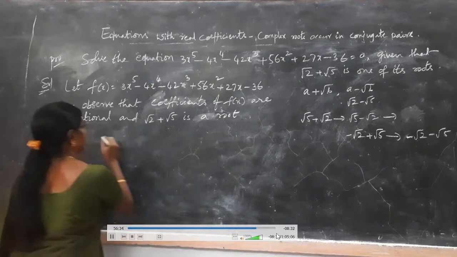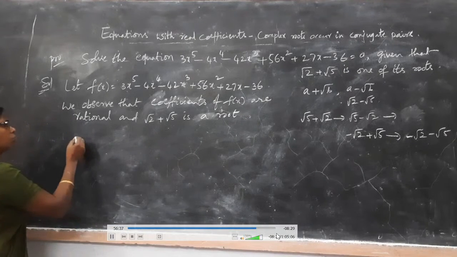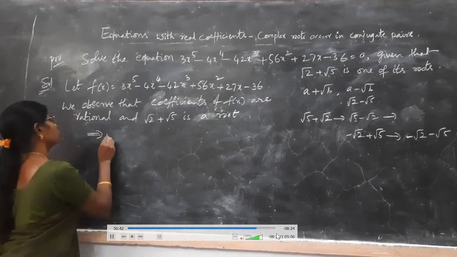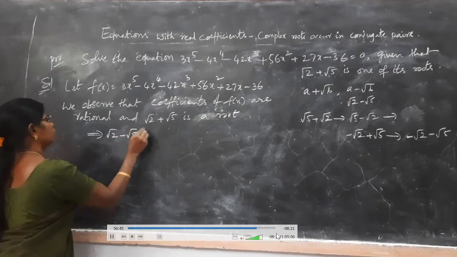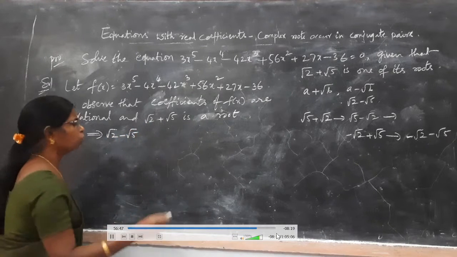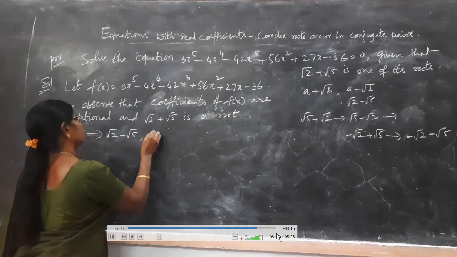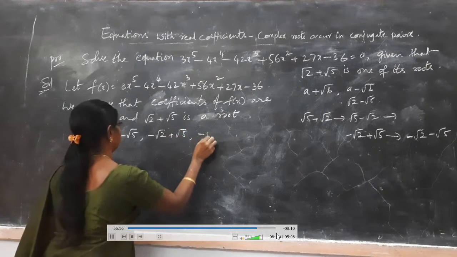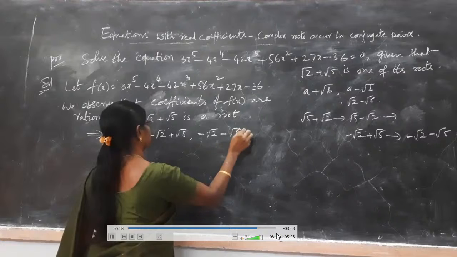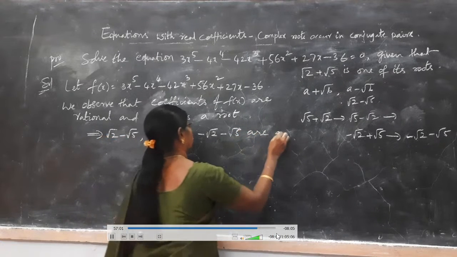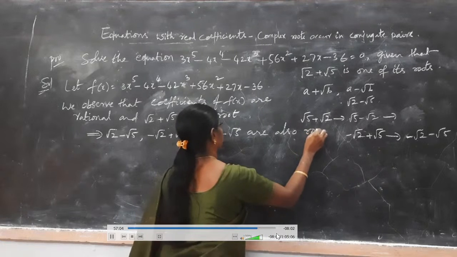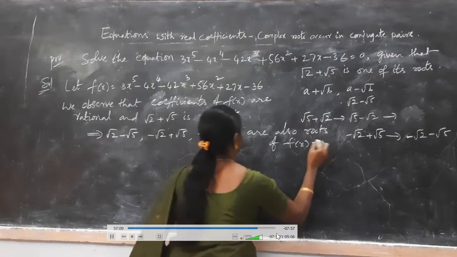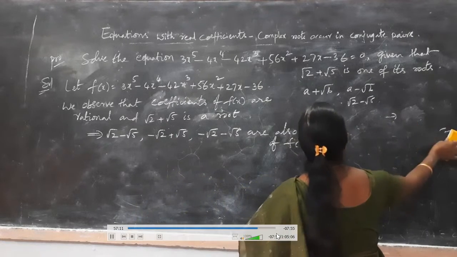Okay, is a root, implies root 2 minus root 5. So taking plus or minus, all the combinations become roots. So next, minus root 2 plus root 5. Next, minus root 2 minus root 5 are also roots of f(x) = 0. Okay, roots of f(x) equal to 0.